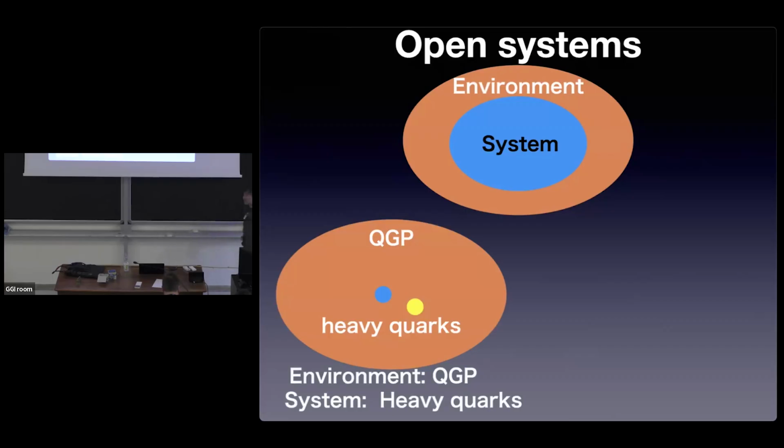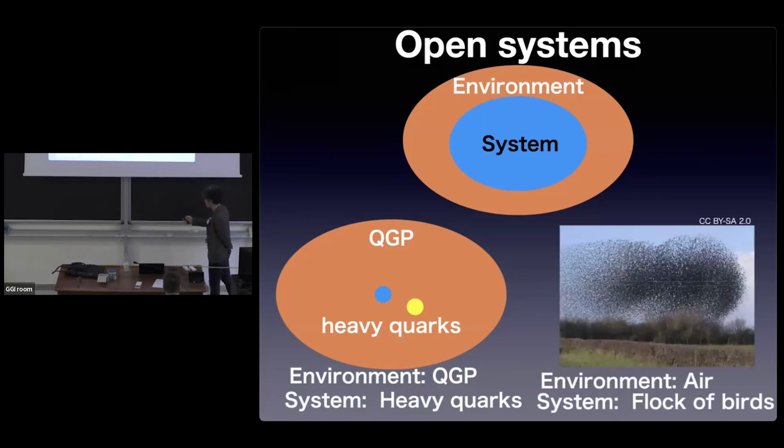The QGP itself, in heavy ion collisions, is also an open system because of radiation that couples with the vacuum. So there is some dissipation effect. In such a case, the QGP is also an open system. And a more exotic one is, for example, a flock of birds. These birds are coupled with the environment, which is the air.